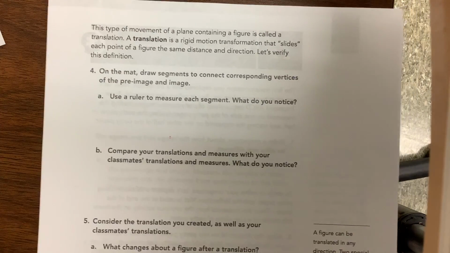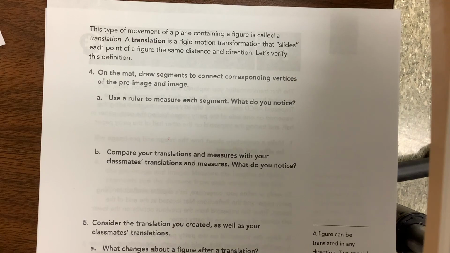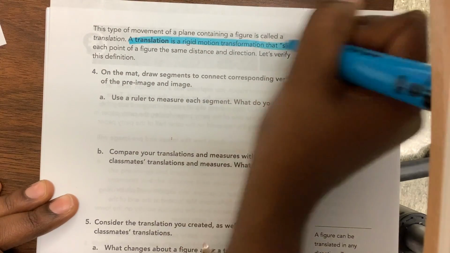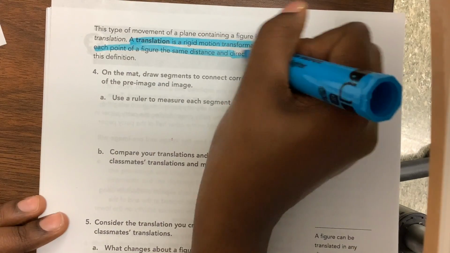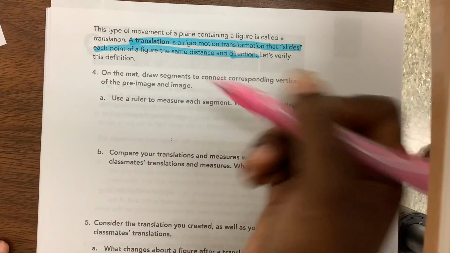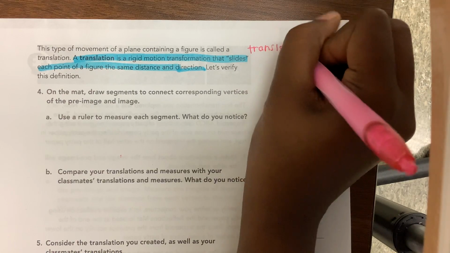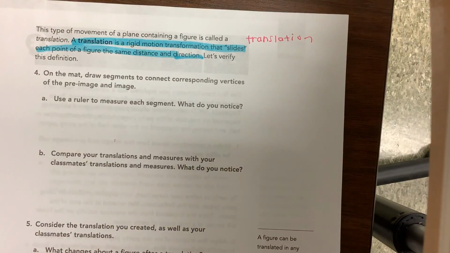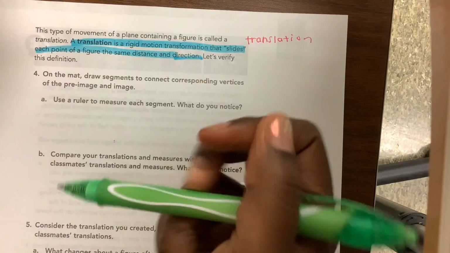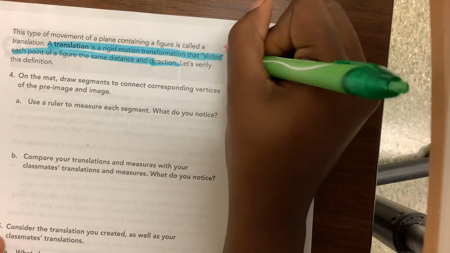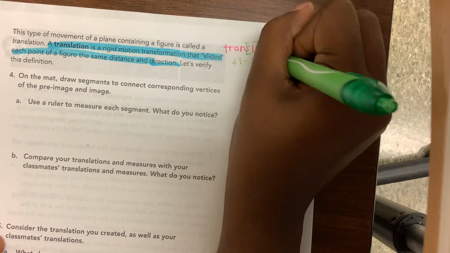Moving on. So what we just performed is called a translation. A translation is a rigid motion transformation that slides each figure the same distance and direction. So just off to the side, I want you to rewrite that word, translation. And if you have a different color, I want you to go ahead and put some brackets around the SL. When I see that SL, it means to slide, okay?